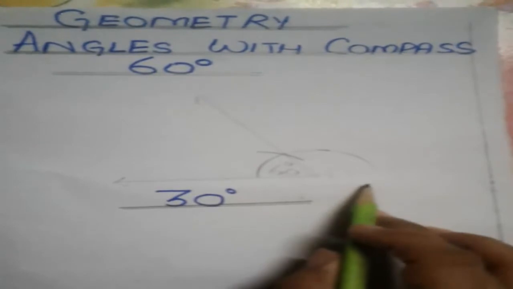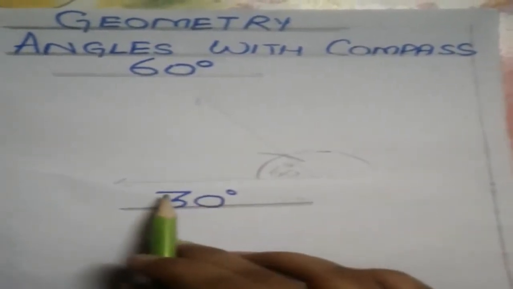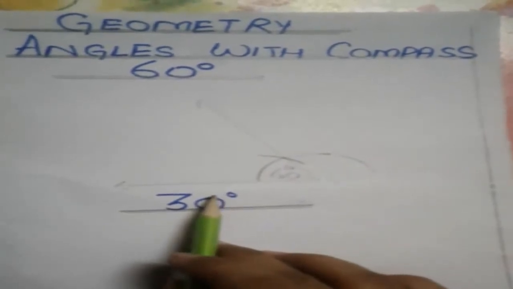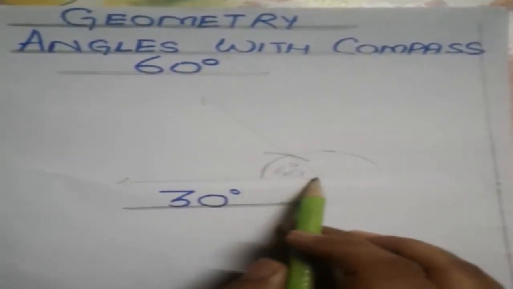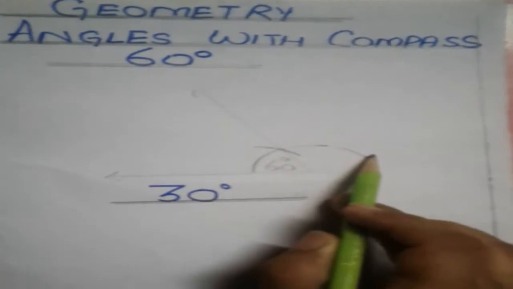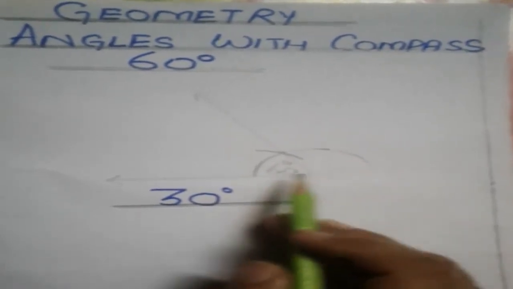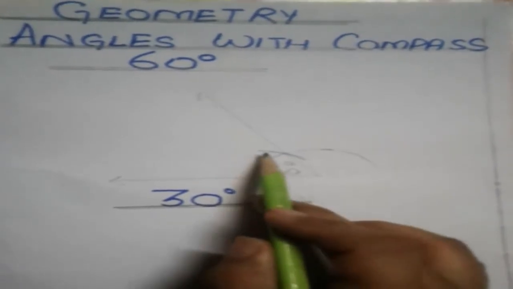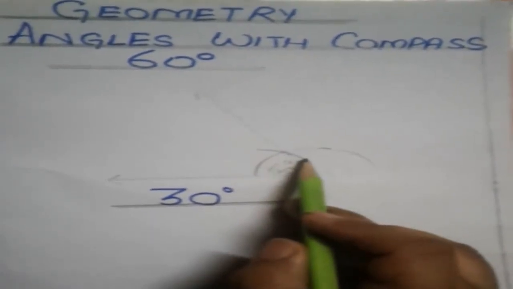First draw the line segment, then open the compass up to 2 centimeter or 2.5. It's up to your choice. Then put the compass at this point and draw a semicircle. Again put the compass at this point. This point is 0 degree. Draw the first arc. This first arc is called 60 degree.